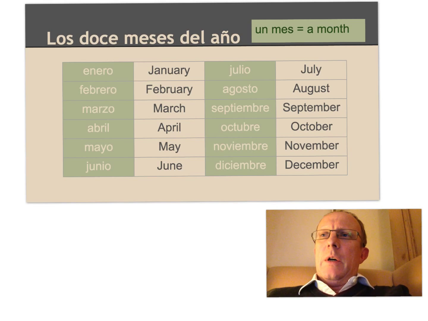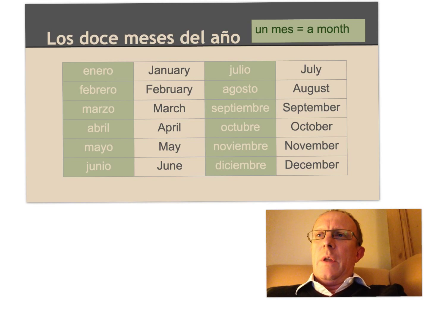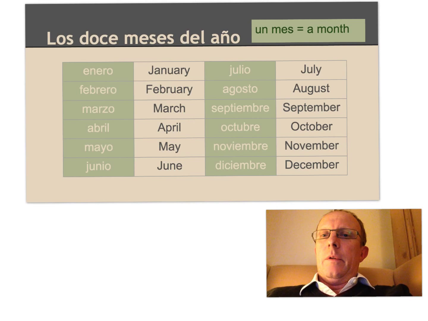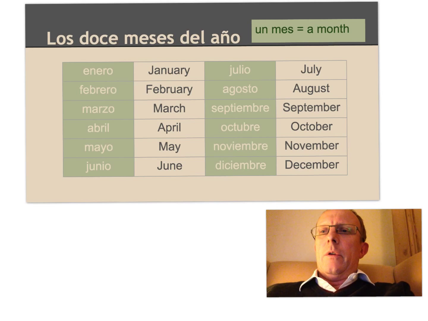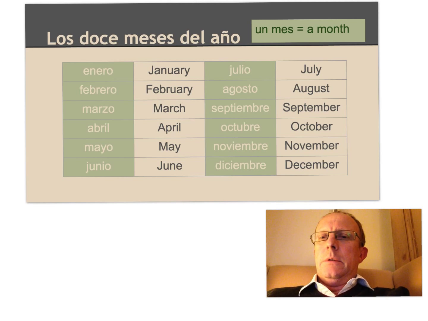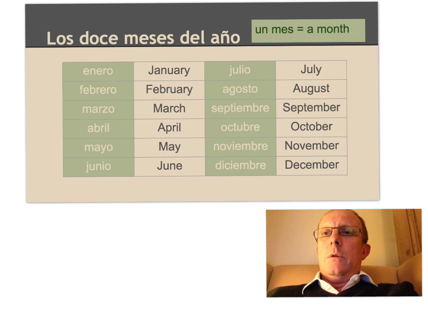So here we have the 12 months of the year, los 12 meses del año. Un mes is the Spanish word for a month. I'll just run through the pronunciation of the months for you. Enero, febrero, marzo, abril, mayo, junio, julio, agosto, septiembre, octubre, noviembre, diciembre.